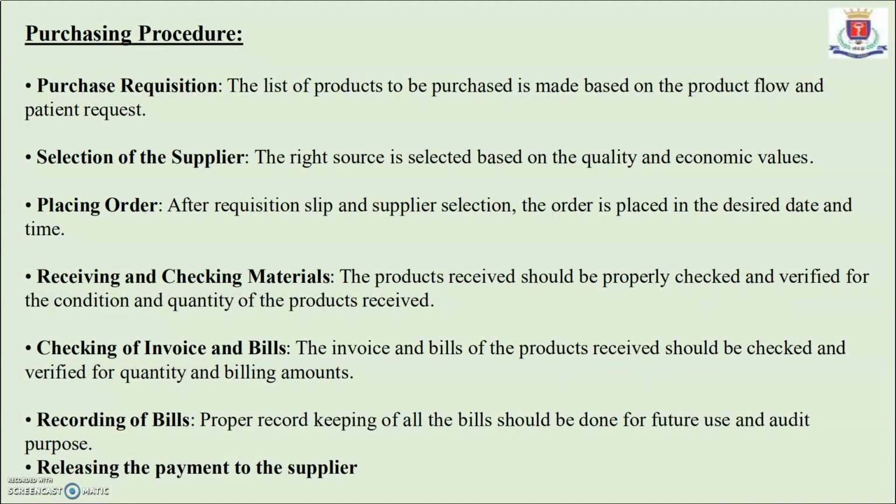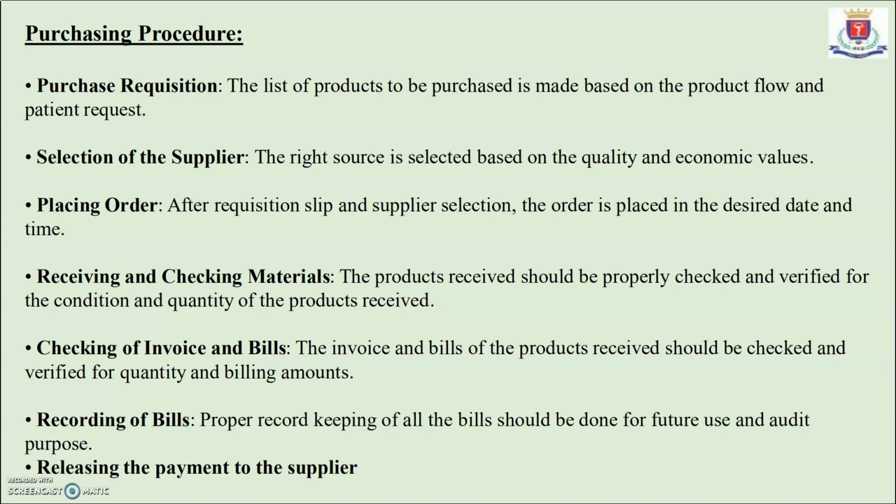The list of products to be purchased is made on the product flow and patients' requirements. Selection of the supplier: the right source is selected based on the quality and economic values. Placing an order: after the requisition slip and supplier selection, the order is placed on the desired date and time. Receiving and checking materials: the products received should be properly checked and verified for the condition and the quantity of the products received.